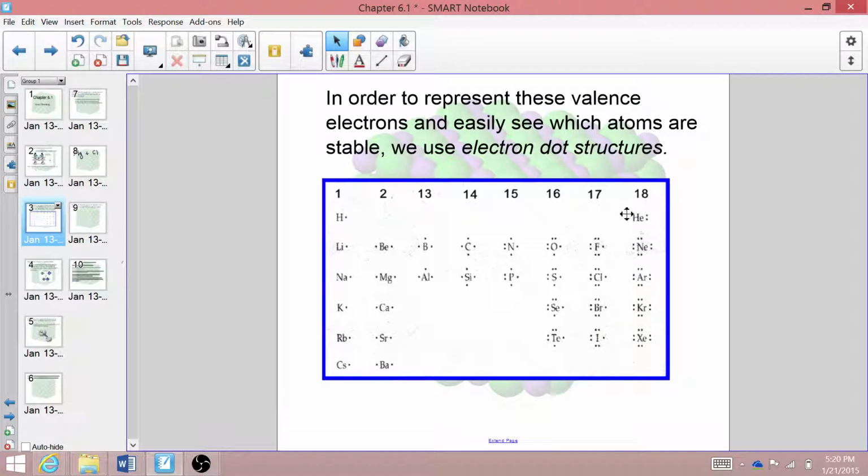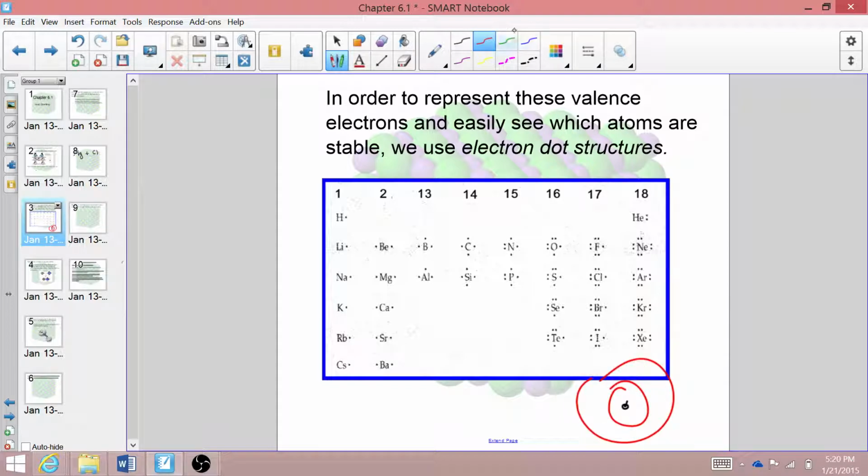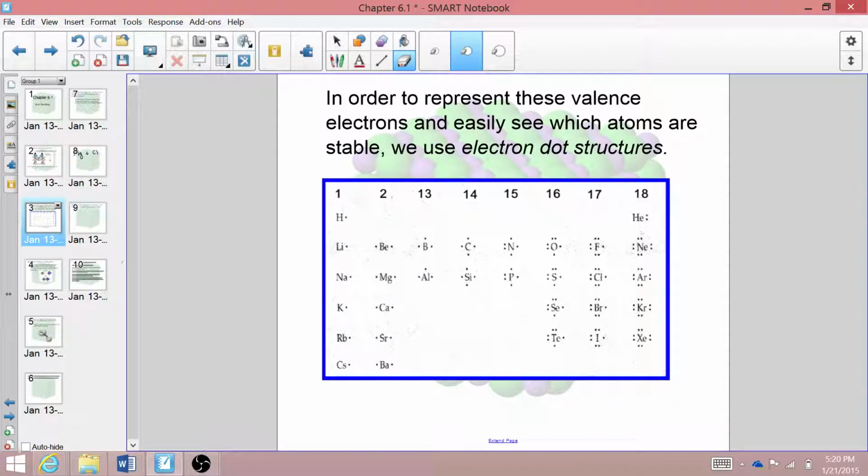Now, helium, it turns out, also fits into this category, even though it only has 2, but that's because of the structure of the atom. So if you remember, we talked about the Bohr model, and the Bohr model has a nucleus, and then it has some energy levels. The first energy level only holds 2 electrons, and then the next one holds 8. That's what we're talking about here. For helium to have a full outer energy level, it only needs 2 electrons. Everything else requires 8.